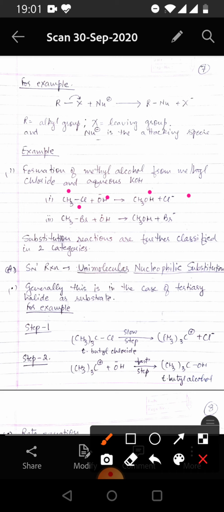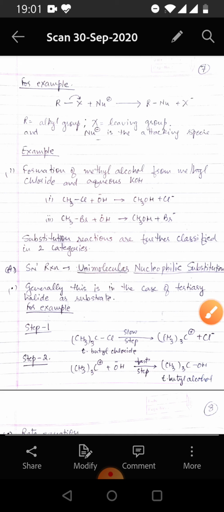Similarly, when CH3Br reacts with OH ion, the electron pair between CH3 and Br shifts onto the Br, because Cl and Br are both more electronegative than the alkyl group. So, here the CH3 becomes positive and bromine becomes negative, and this OH then attacks the positively charged methyl, forming CH3OH, and bromide is released. Now, the substitution reactions are further classified into 2 categories.